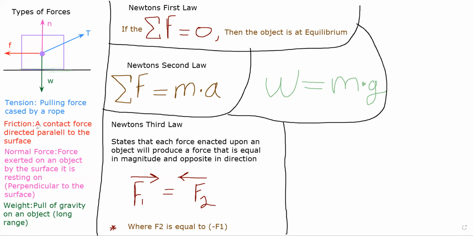Just to read the definition, friction is a contact force that is directly parallel to the surface. You see how these two surfaces interact going in this horizontal line. The friction force also goes parallel to that. Next is normal force, which is in this pink line right here. You see it? The normal force is also a contact force. Normal force is a force exerted on an object by the surface it's resting on.